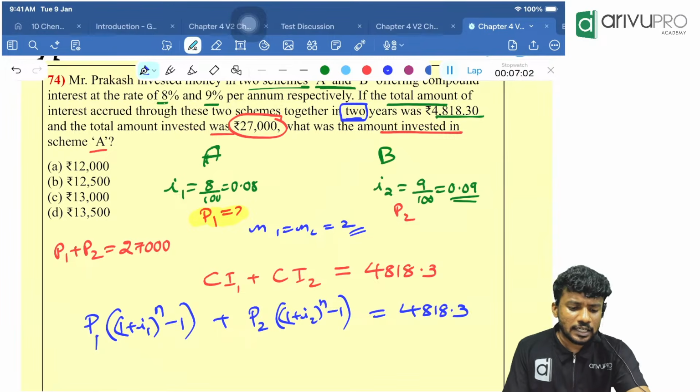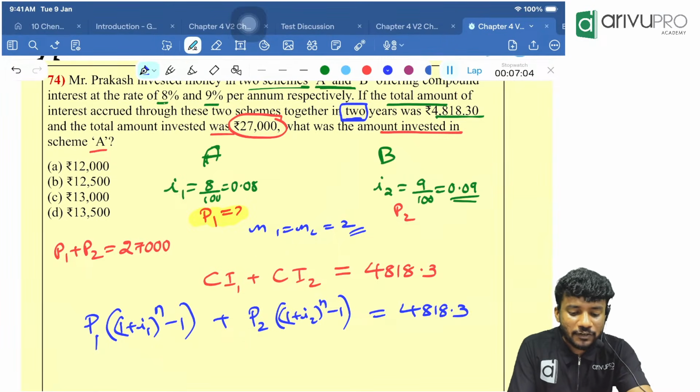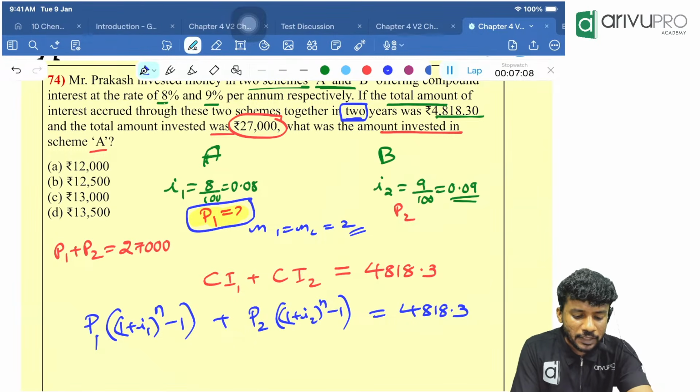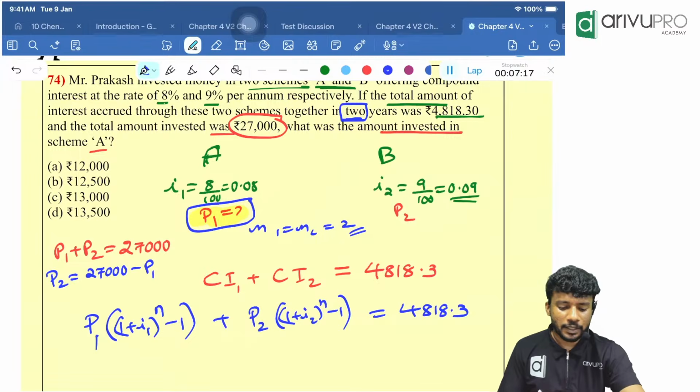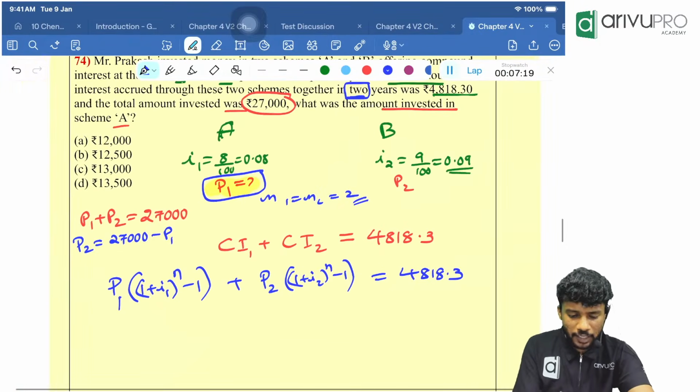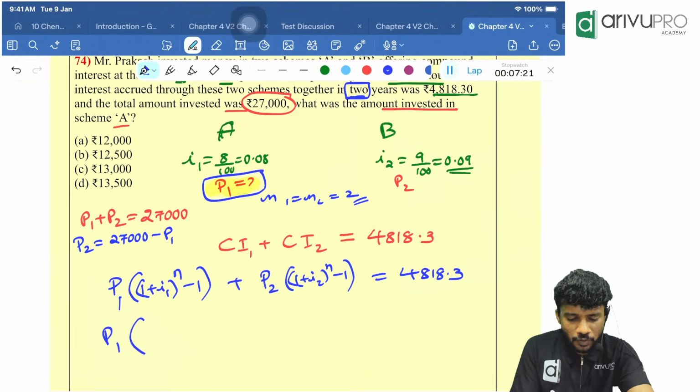Now, what are we finding here? We are finding the value of P1. I told you we are finding the value of P1. So, how can I eliminate P2? Can I say P2 is nothing but 27,000 minus P1? P2 is 27,000 minus P1. Then substitute the value, people. P1 into 1 plus I1 will become what, people? 1 plus I1 will become 1.08 the whole square minus 1.